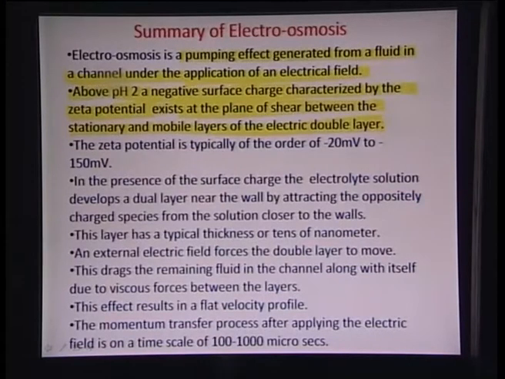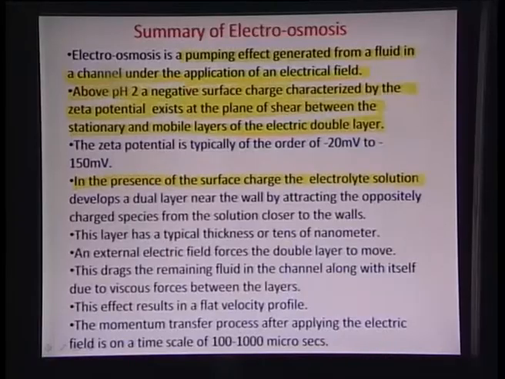So there is a layer of diffuse charges through the medium, starting from the double layer all the way up to where the charge density falls to almost 0. The zeta potential typically is of the order of a few tens of millivolts to about hundreds, typically about minus 20 millivolts all the way to about 150 millivolts or so. In the presence of surface charge, the electrolyte solution develops a double layer near the wall by attracting the oppositely charged species from the solution closer to the walls, and this layer typically has a thickness of about tens of nanometers, a very small layer very close to the surface.